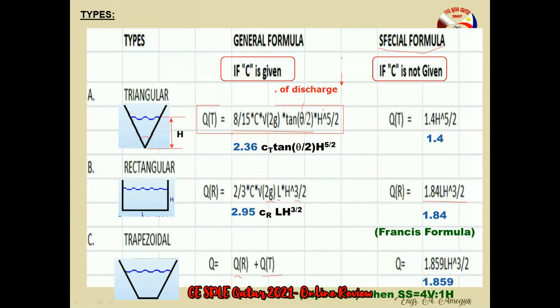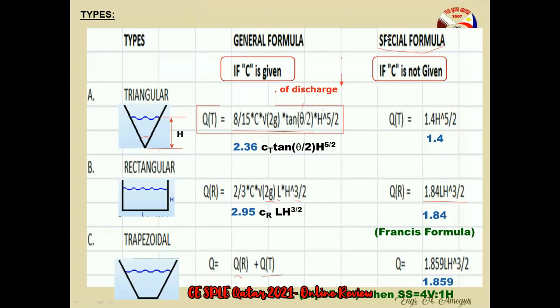Okay, ito yun. Paano na lang? Rectangular. Meron kasi tayong contracted weir, rectangular weir. Meron kasi tayong side view ng rectangular. Assume ito yung weir plate, then ito yung flow. Ito yung edge, tapos sa gilid, ito yung itsura.